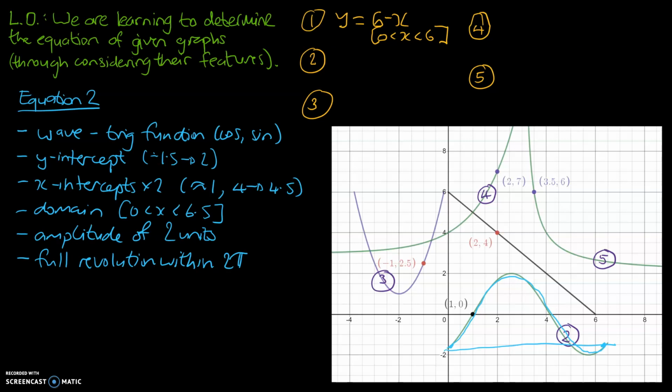So it doesn't look like it's been moved up or down because of the x-intercept. So no movement up or down, but it does look like it's been moved left or right because a sine graph, well, that goes in at 0, and a cosine graph, that should come in at 1. So it does look like there's been a bit of movement left or right. So if it started at 0, it looks like it's been moved across 1 unit.